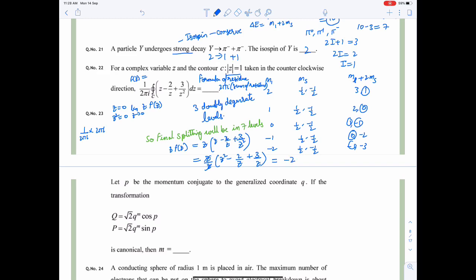So now your answer will become 1 upon 2 pi, that is attached with your sum, into 2 pi into sum of residue. Sum of residues is minus 2. So this will cancel, so you will get minus 2. So here the answer will be minus 2.